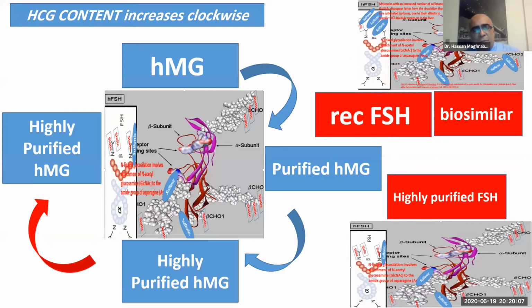The HCG content of urinary products increases from HMG clockwise up to the last type of highly purified HMG. So the concentration of HCG here is less than 2 units, and here it is 6 units, and in the last highly purified HMG, it's about 8 units per ampule. And this, of course, can accumulate if you give high doses of HCG. The FSH in the REC is the basic FSH and the biosimilar, and in highly purified HMG, it is also acidic FSH.